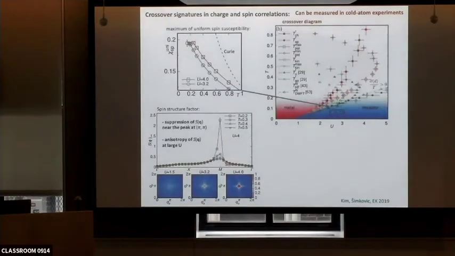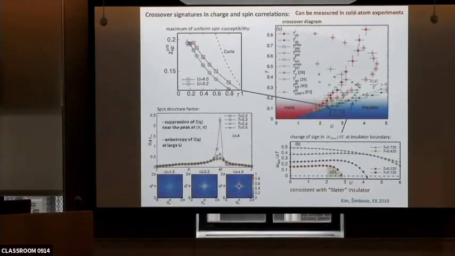So the magnetic crossover is easier seen in the uniform spin susceptibility, which generally deviates from the Curie law below temperature about 1, but it actually experiences a maximum, and then it's supposed to go down, but we don't have the accuracy to show nice data below this. But we can identify the maximum, and the maximum is given by these blue closed circles. We can also look at the structure factor. I'm not going to go into details. It has some interesting effects, anisotropies, etc.